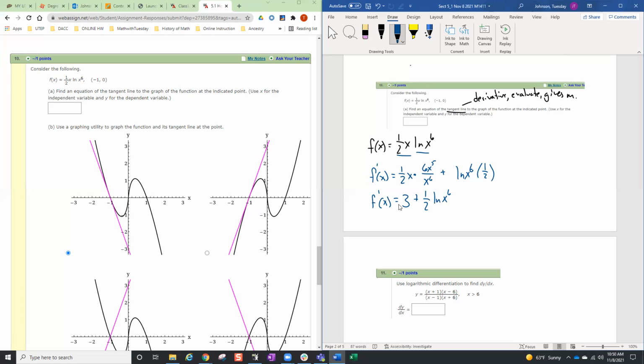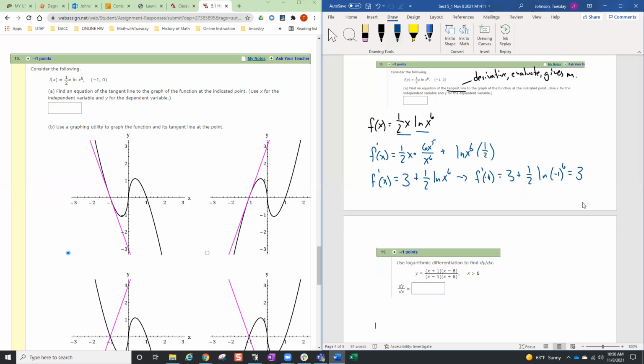And then we're going to evaluate, right? So now we want to know f prime at -1 is 3 plus 1/2 the natural log of -1 to the 6th. -1 to the 6th is 1. The natural log of 1 is 0. 0 times 1/2 is 0, plus 3 makes 3. So let's give us some room here.